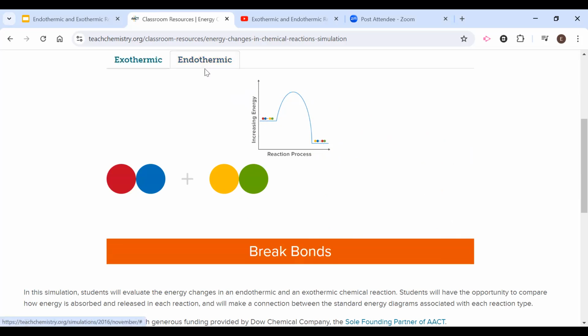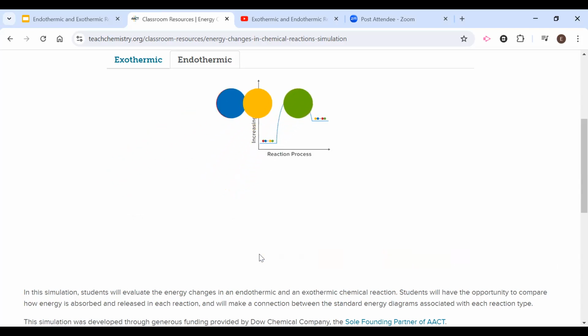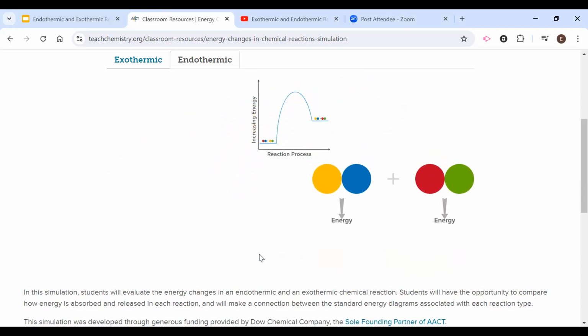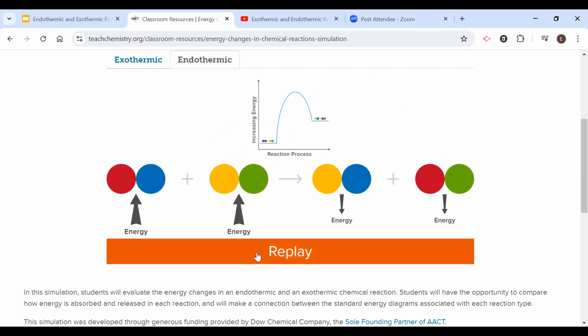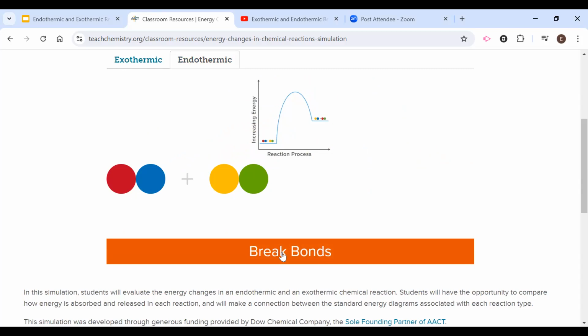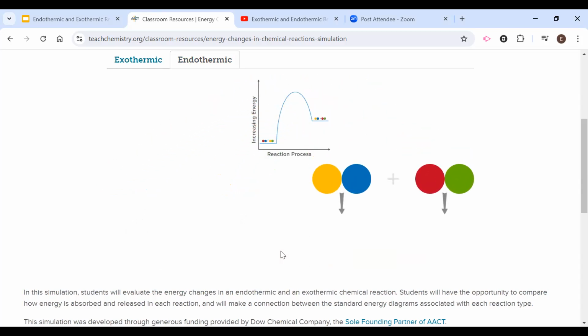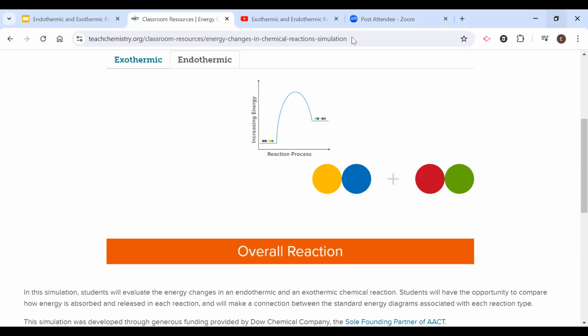Okay, let's look at endothermic. Look at what happened here. As we saw, energy of the product here is more. For this to take place, you see, it needs a lot of energy. Energy is absorbed. We got overall reaction. So this simulation, let's look at it again. It's telling us what is actually happening during chemical reaction and the change in energy.